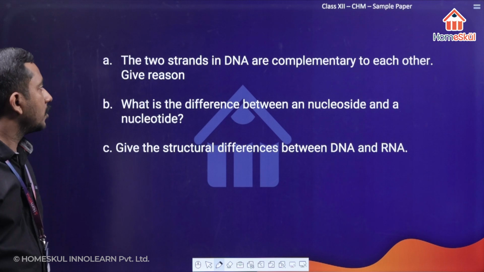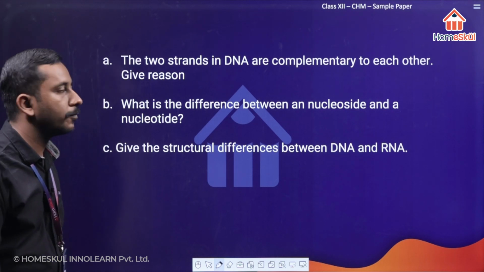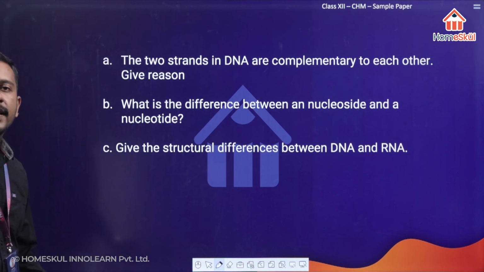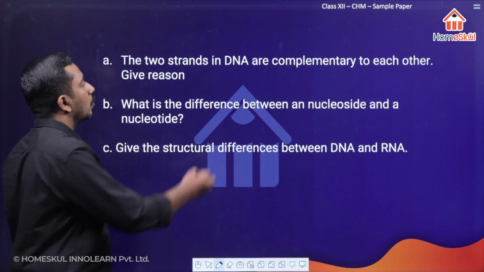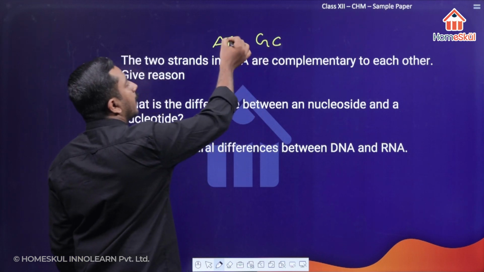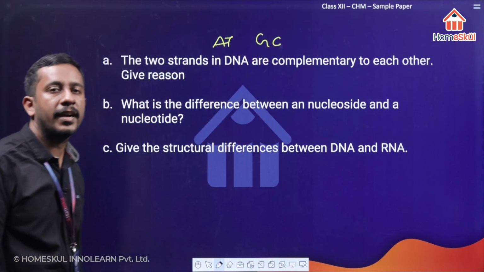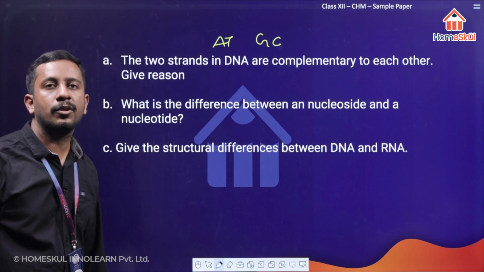The first question, the 2 strands in DNA are complementary to each other. Right? So we know that the structure of DNA is a double helical structure and the strands are held together by hydrogen bonds. The 2 strands are held together by hydrogen bonds through AT and GC pairs. So adenine bonds with thymine and guanine bonds with cytosine, they are linked together through hydrogen bonds. So that is why the two strands are called complementary to each other.